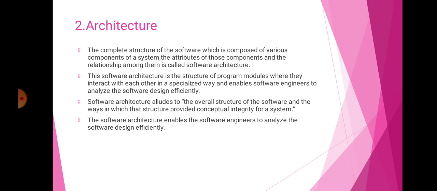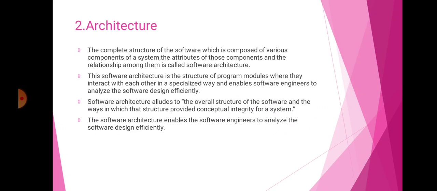Then second is architecture. The complete structure of the software, which is composed of various components of the system, the attributes of those components, and the relationships among them is called the software architecture. This software architecture is the structure of program modules and how they interact with each other in a specialized way, and it enables software engineers to analyze the software design efficiently. The software architecture gives the overall structure of the software and the way in which that structure provides conceptual integrity for a system.